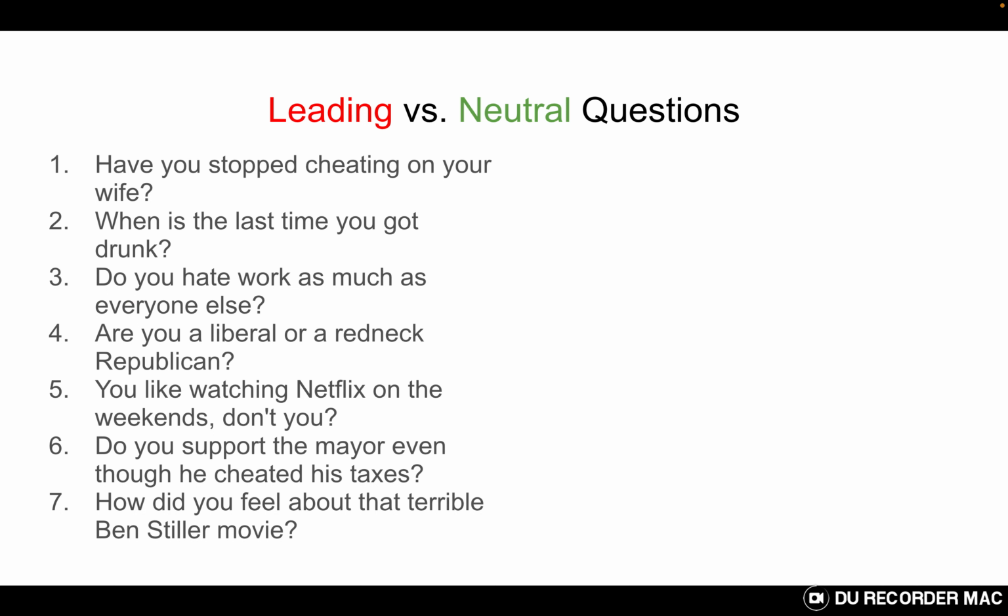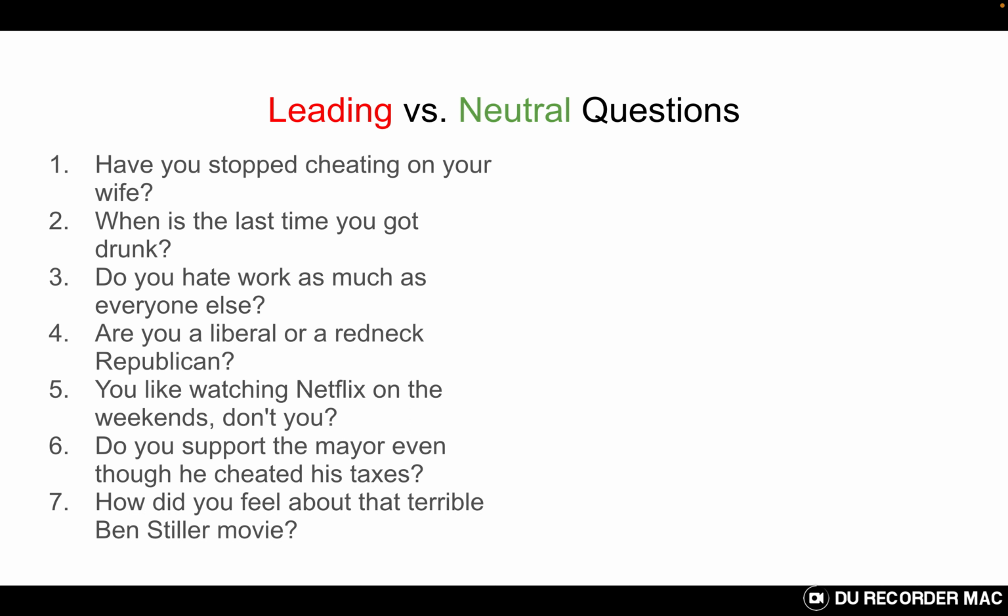So, leading versus neutral questions. All of these questions here on the left are leading questions. In other words, they are influencing the answer that the interviewee will give just by the way that you worded the question. So number one is a great example of entrapment. Have you stopped cheating on your wife?